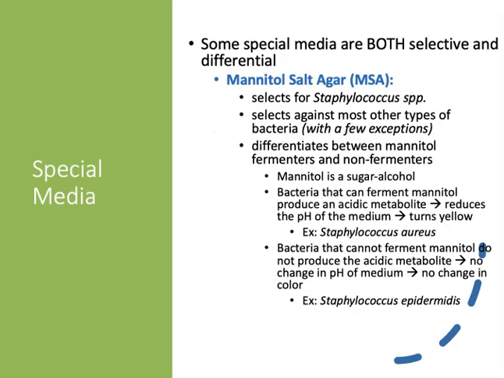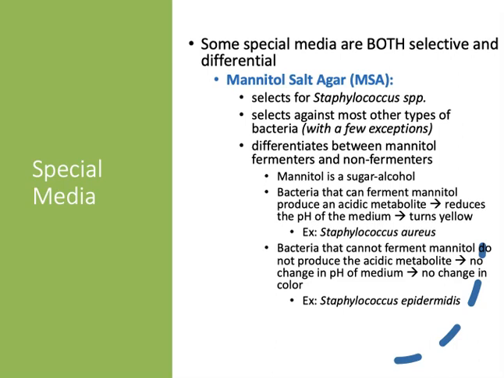Let's return now to the topic of special media. It turns out that several of the special media are both selective and differential. I mentioned a few minutes ago that mannitol salt agar is one of these. Mannitol salt agar, as we said, selects for Staphylococcus species and selects against most other kinds of bacteria, with a couple of exceptions. Mannitol salt agar is also differential, and it will help us differentiate between bacteria that are able to ferment mannitol from those that cannot.